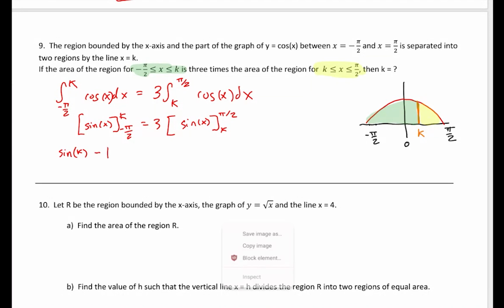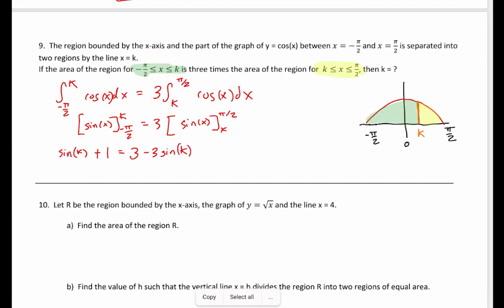Oh, wait a minute. Is that right? No. Sine of negative pi over 2 would be negative 1. So minus negative 1 would actually be plus 1. And so that's what we have on the left-hand side. And then the right-hand side, we've got 3 times whatever we're going to end up in here. So 3 times sine of pi over 2. Now sine of pi over 2 is 1, so 3 times 1 would be 3. And then we've got minus 3 sine k.